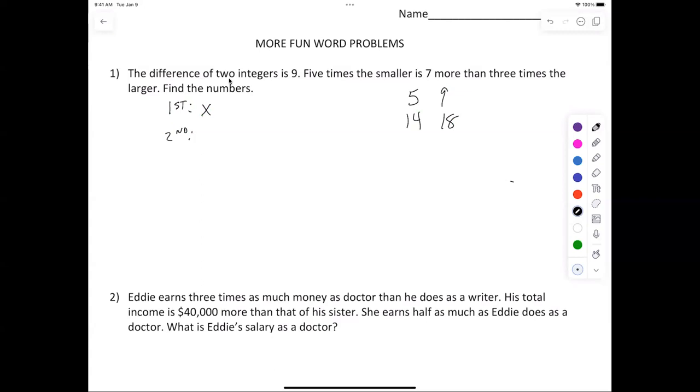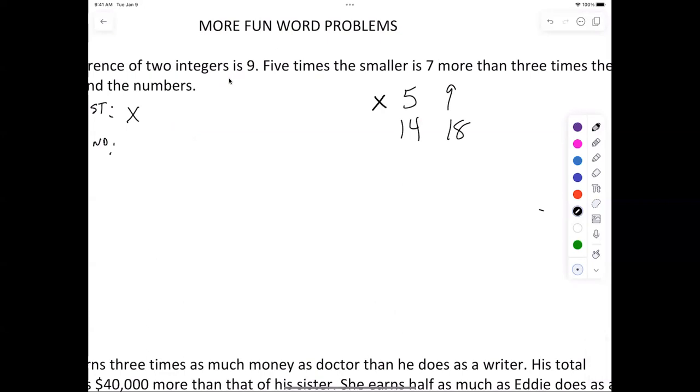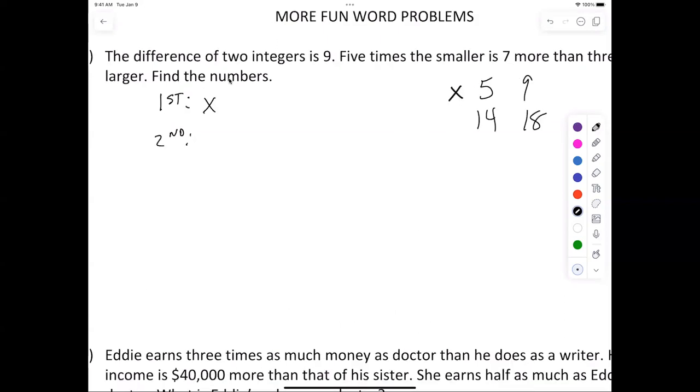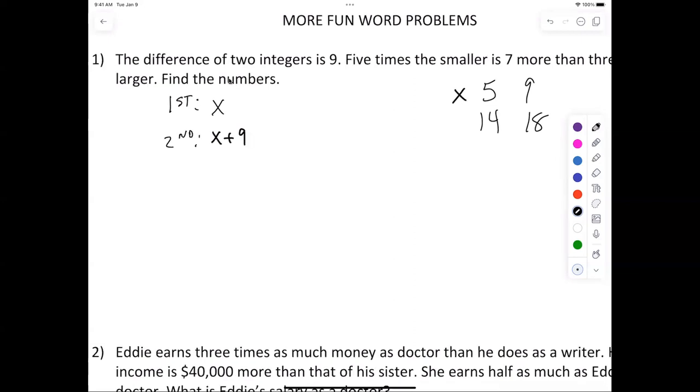All right, here is X. How did I get to 14? You added 9. Added 9 to what? X. So if the first number is X, the next number is X plus 9. That's why this is difficult. Because this question says the difference between 2 integers is 9, and they have X plus 9, and you're wondering what in the world I'm talking about. Now, if I wanted to, could I have said X and X minus 9?